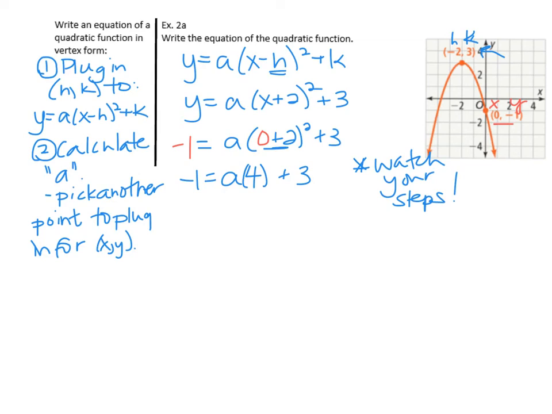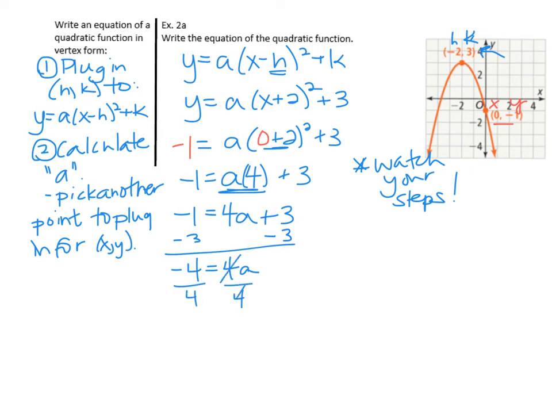But if we think order of operations in like terms, a times 4 is the same as 4a. So you don't want to combine the 4 and the 3. They're not like terms because 4 is with the variable. What we will do, though, is move 3 to the other side. -1 minus 3 is -4, equals 4 times a. Divide both sides by 4, and the lead coefficient is -1, which makes sense because the quadratic function opens upside down. Last but not least, finish your equation.